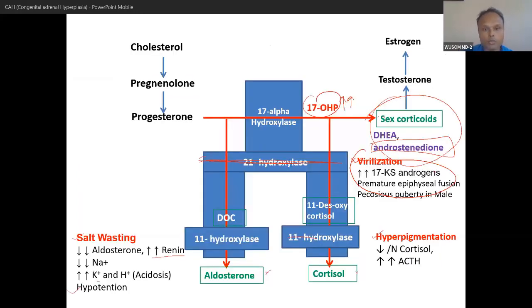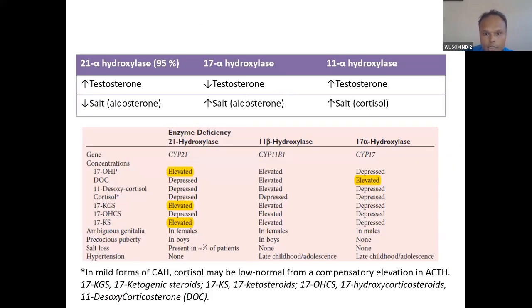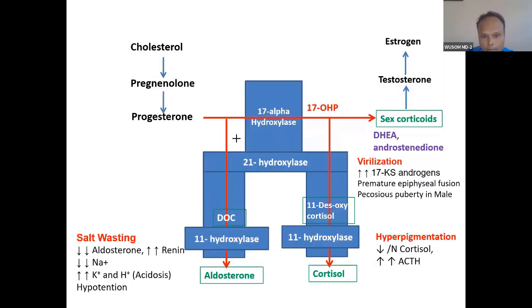Now let's come to 11 beta hydroxylase. So let's compare this with this. If this 11 is deficient, here is this 11. This is 11B1. This enzyme is 11B1. So if this is absent, what will happen? Tell me now.